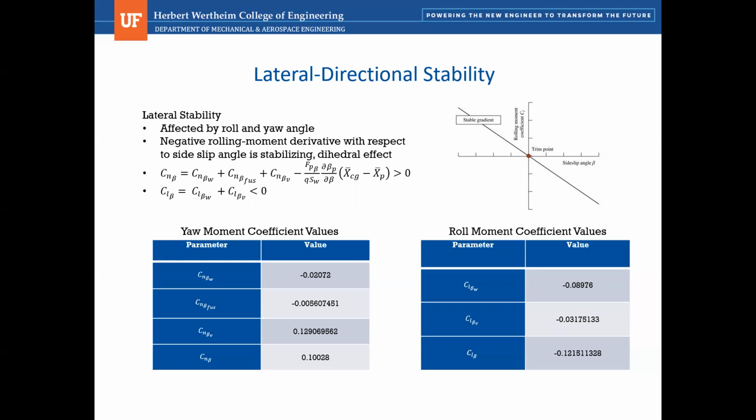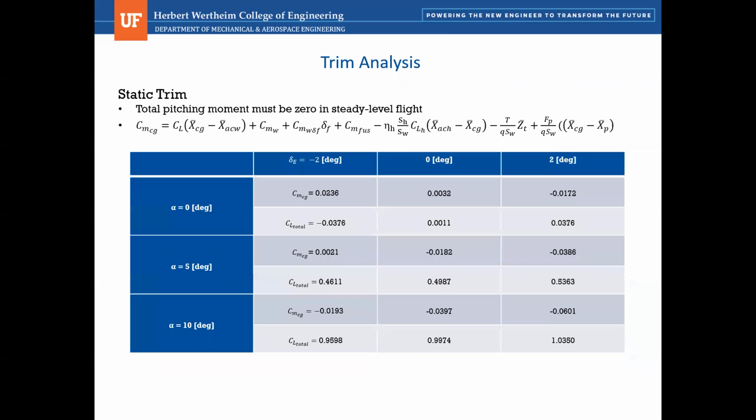On the right side figure, you have a qualitative analysis on the rolling moment versus the side slip angle. A positive rolling moment coefficient is essentially a right wing down moment, and a positive side slip angle is essentially a right wing down perturbation. In the tables below, our yaw moment coefficient with respect to side slip is a positive value of 0.1, and our roll moment coefficient is a negative value with respect to side slip, taken as negative 0.12.